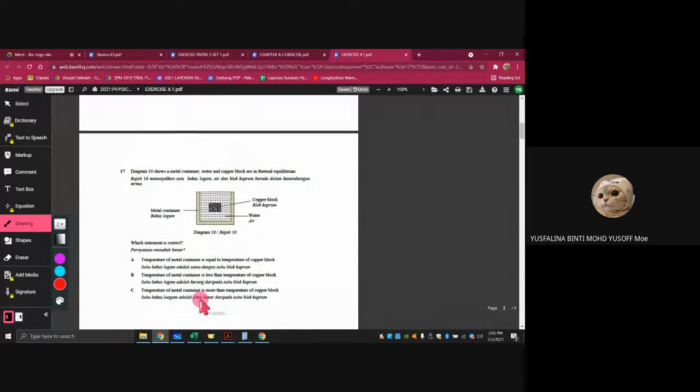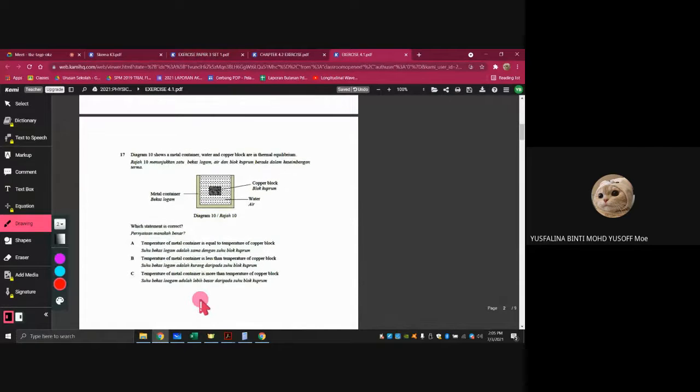For number 17, it says diagram 10 shows a metal container with water and a copper block in thermal equilibrium. If it is thermal equilibrium, the temperature of the water should be the same as the temperature of the copper block. So the answer is A.